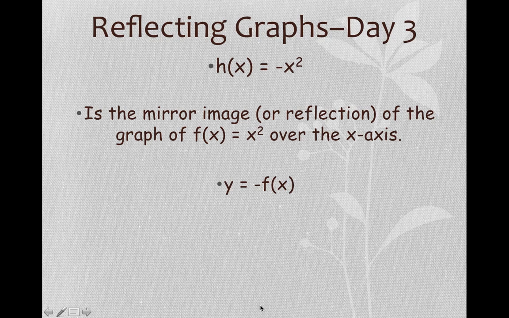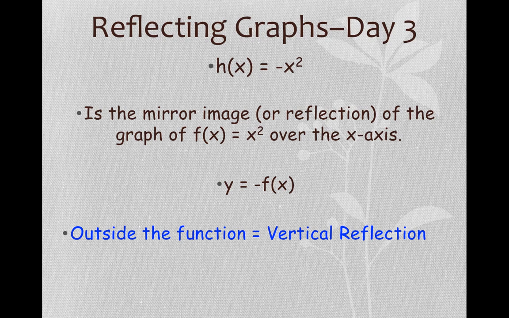So y equals the opposite of f of x. This is outside the function, so it is a vertical reflection. Anything that happens on the outside of the function affects the function vertically. A vertical reflection means it reflects over the x-axis.